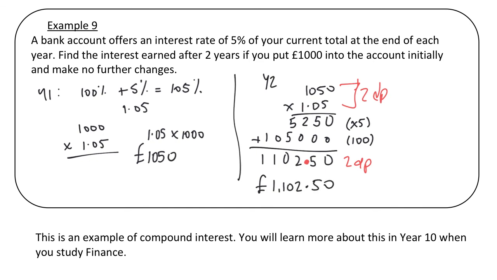£1,102.50. Now the question asked was find the interest earned. What we just worked out is the total amount. So what we need to do is subtract our £1,000 from that. And we get £102.50. So the interest earned after 2 years was £102.50. And this is an example of compound interest, which is something that we'll learn in more detail next year.